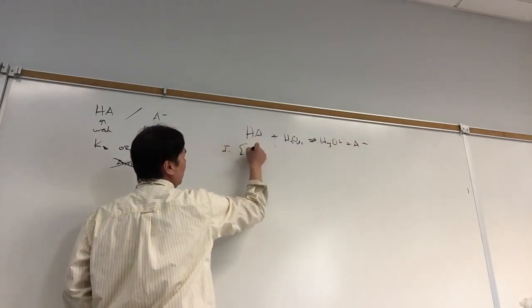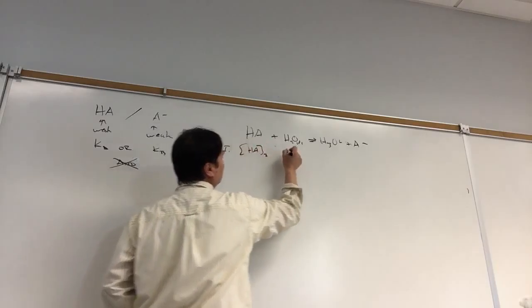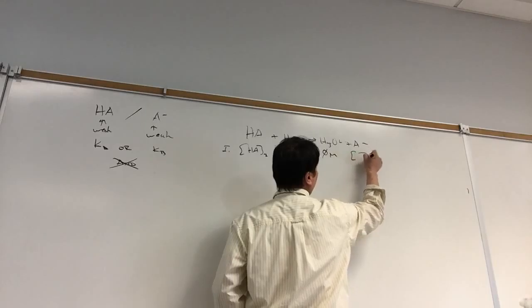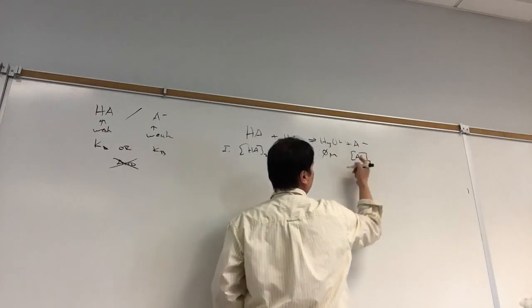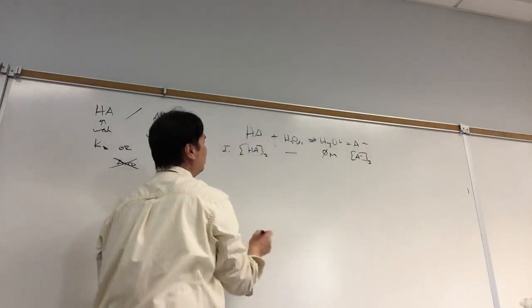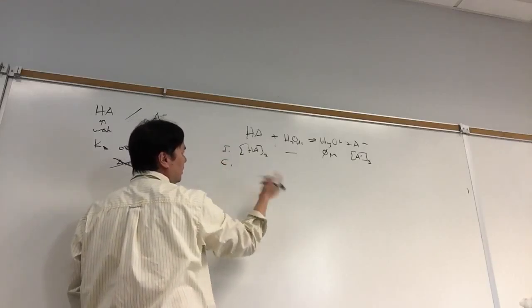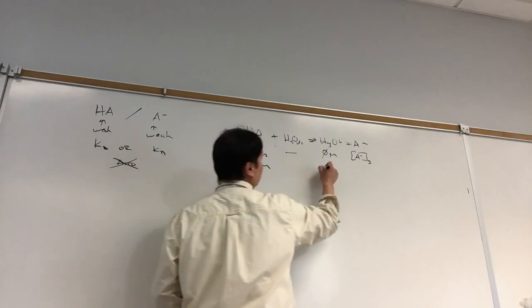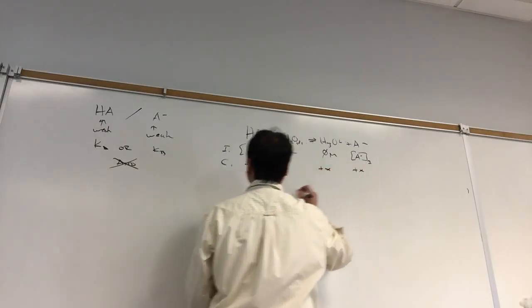And so initially, we have HA initial. Water, ignore. Hydronium, we're going to keep it 0 initial, and A minus. And so we have a mixture of weak acid and weak base present at the very start. And then we let this equilibrate, so we're going to get minus X, plus X, plus X.